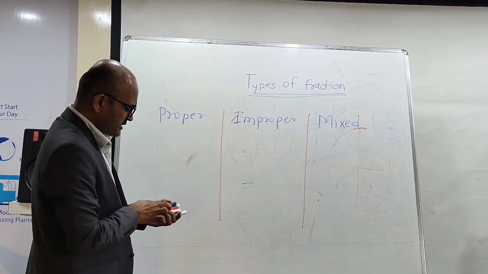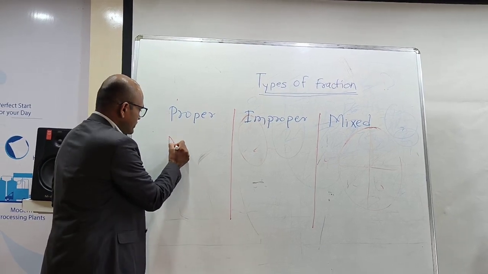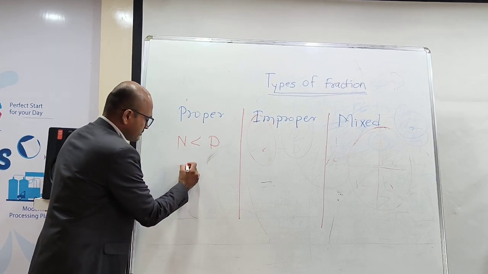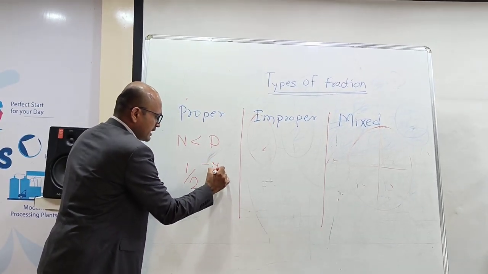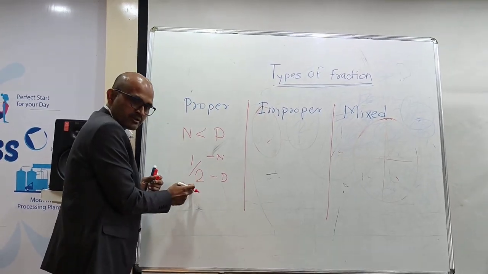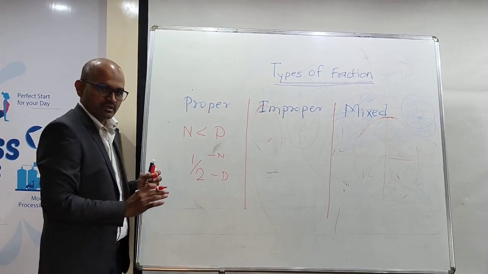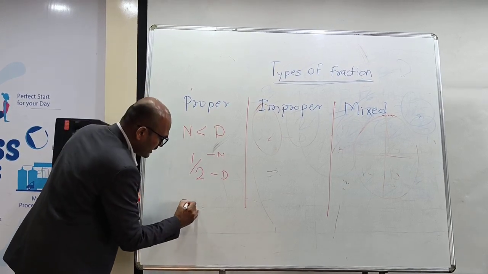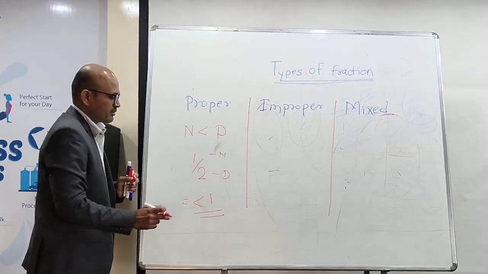So what is a proper fraction? It's about the properties of your numerator and denominator. If your numerator is lesser than the denominator, like 1/2, this is your numerator and this is your denominator. The numerator is less than the denominator. If your denominator is bigger, then it's a proper fraction. If you simplify this, the value is always less than 1. This is the main property.